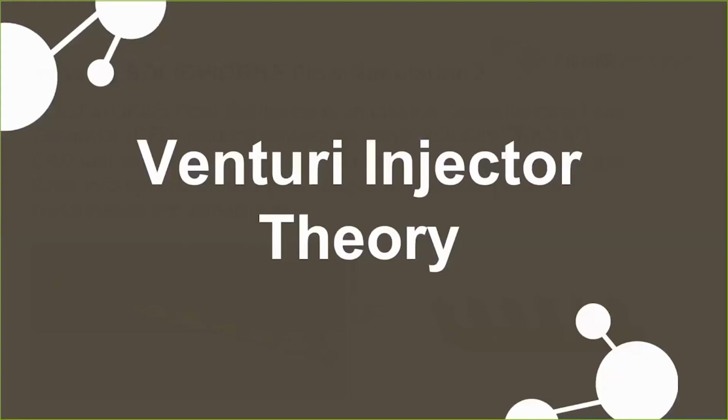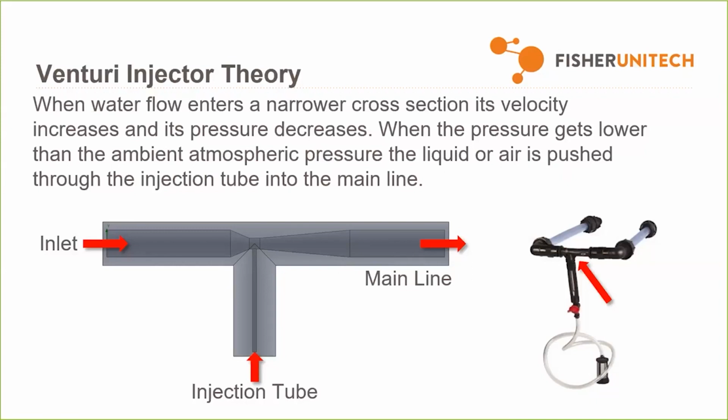So let's talk a bit about the Venturi Injector theory here. When water flows into a narrow cross section, so let's say we're going into the inlet here, and it goes down to a narrow cross section, its velocity increases and its pressure decreases. When the pressure gets lower than the ambient atmospheric pressure, the liquid or the air is pushed through the injection tube, and into the main line.